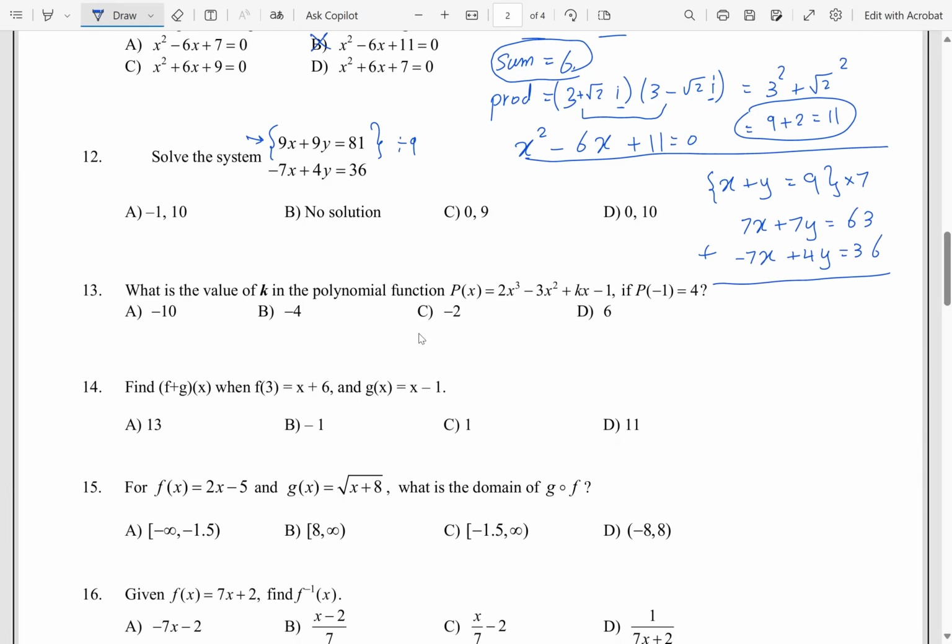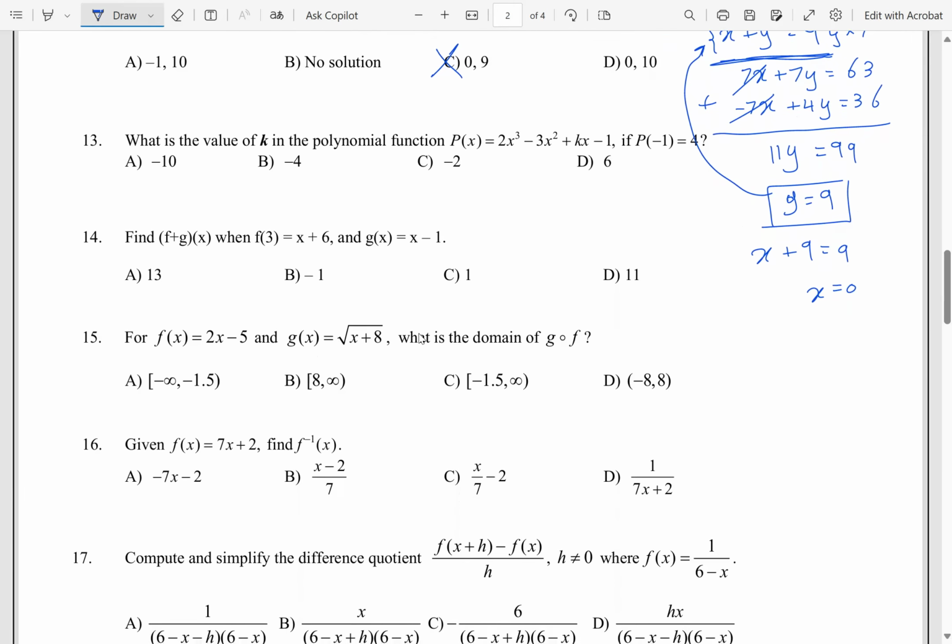If you add the two equations, you get rid of the x term, and 7 plus 4 is 11y equal to 99. So the y value is equal to 9. After getting y equal to 9, you can substitute into the easiest equation. If you put 9 in the first equation, you have x plus 9 is equal to 9, so x is equal to 0. So 0 and 9 is the correct answer for this system of equations.